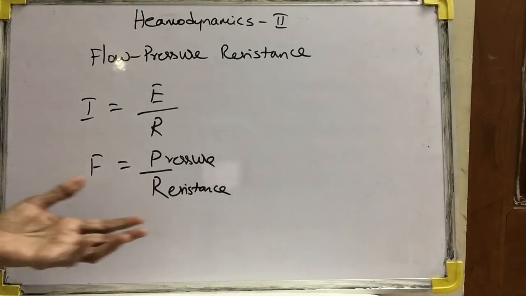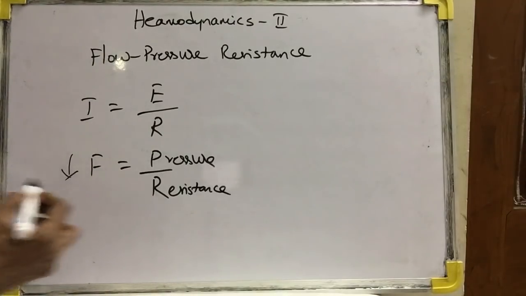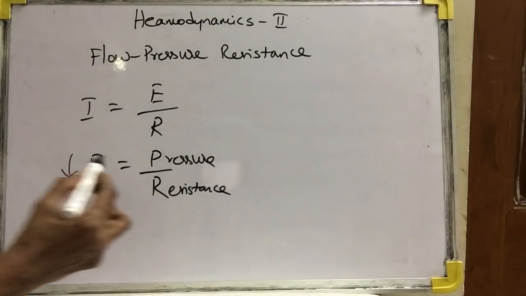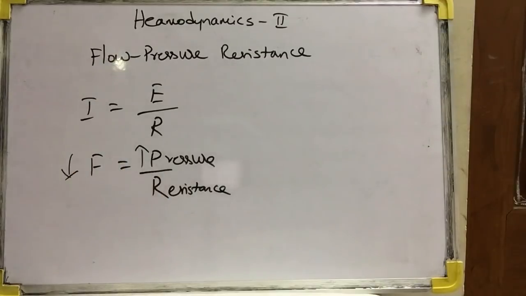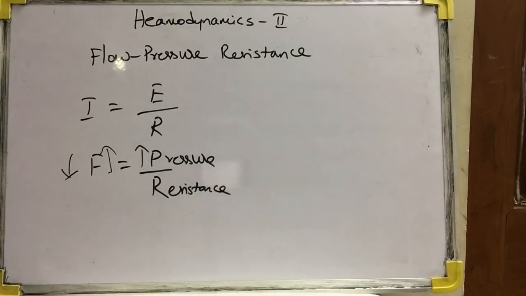That means if the resistance is more, then flow will be decreased. There will be less flow to that part where there is increased resistance. Whereas if the pressure is increased, then the flow will increase. The flow and pressure are directly proportional and flow and resistance are inversely proportional.